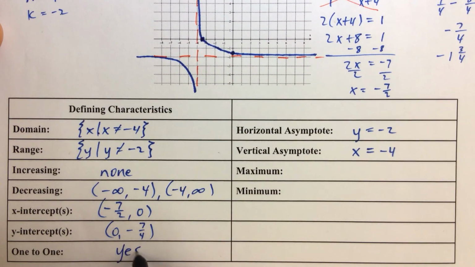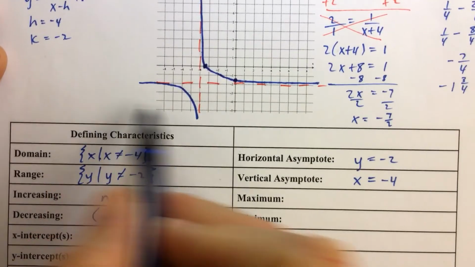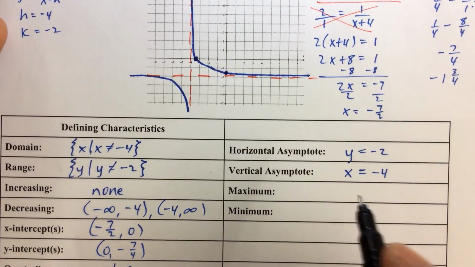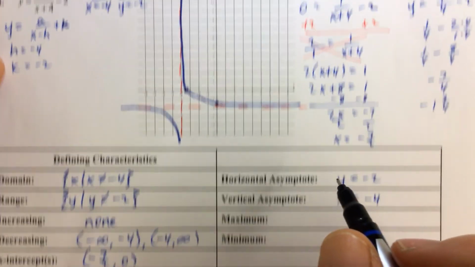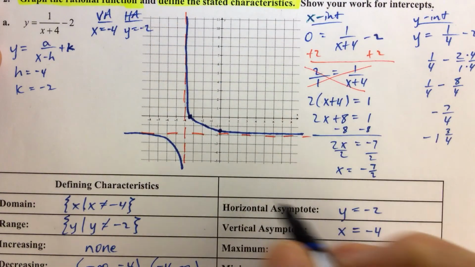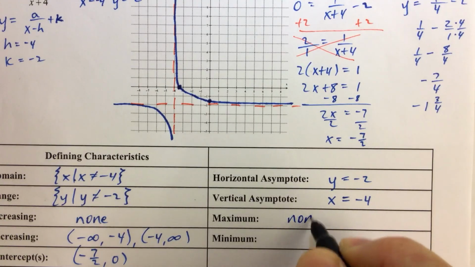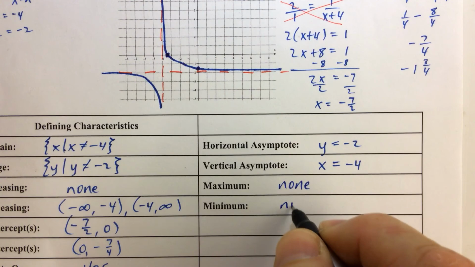Yes, it's 1 to 1, because any horizontal line will hit the graph at only 1 point, at the maximum of 1 point. And speaking of maximums, there are no maximums. The graph goes up forever, so there's no max, and it goes down forever, so there's no min.